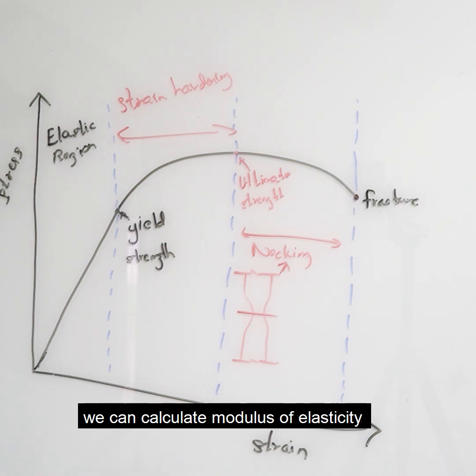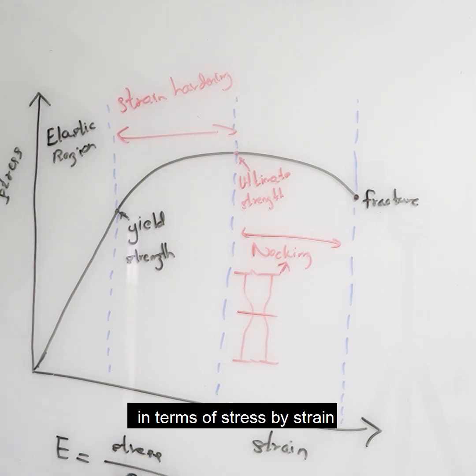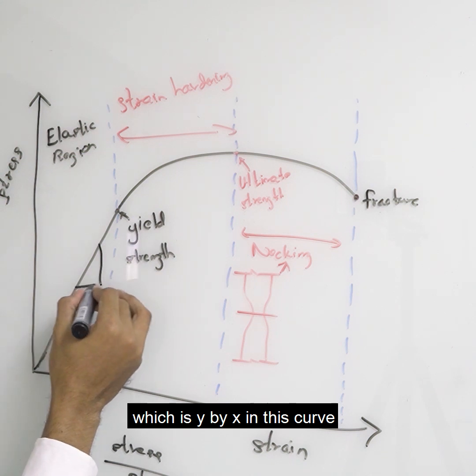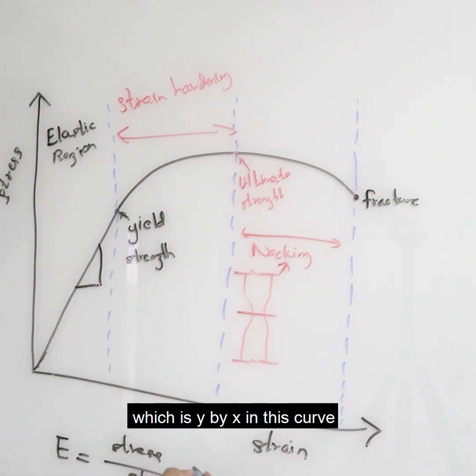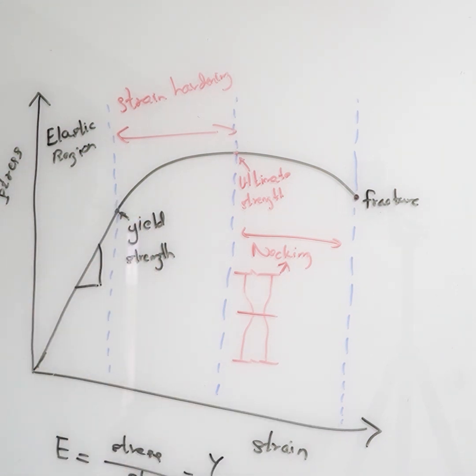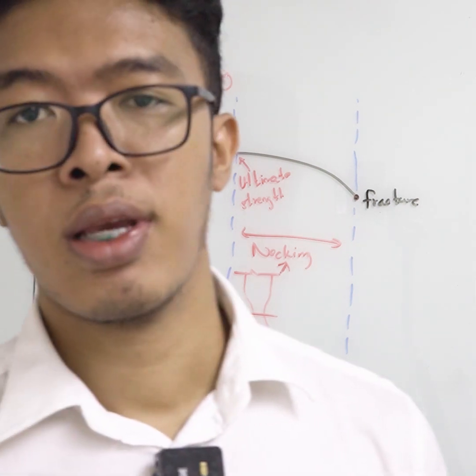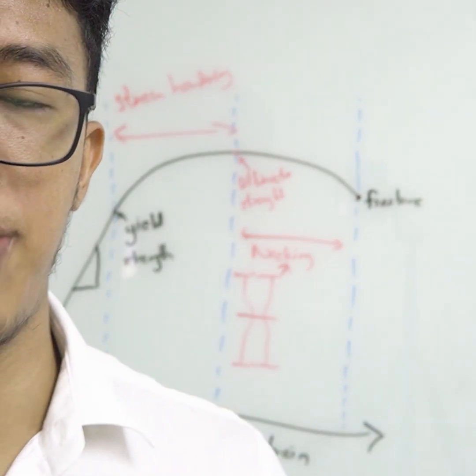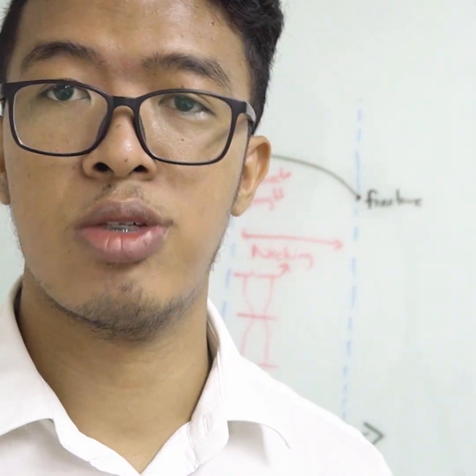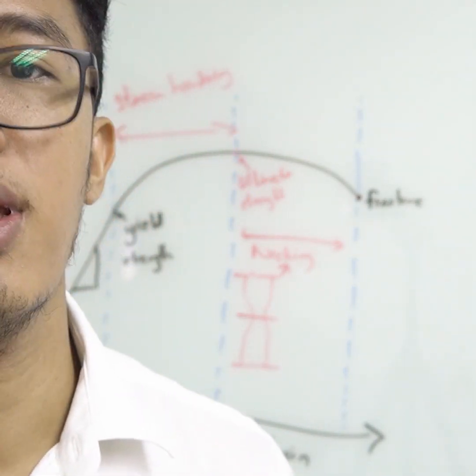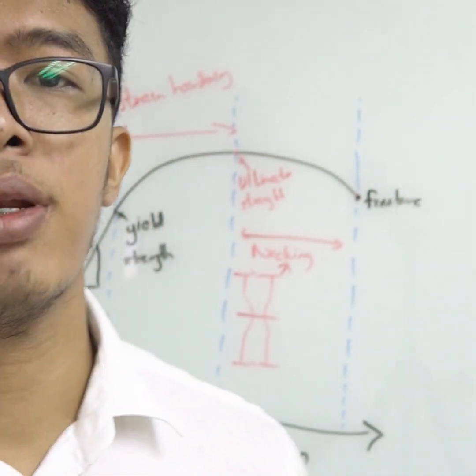So in this curve, we calculate the modulus of elasticity, which is equal to stress divided by strain. This is the slope of this region, y by x. So in this video, I explained about the typical stress-strain curve of the material properties. I hope you can learn something from my video.